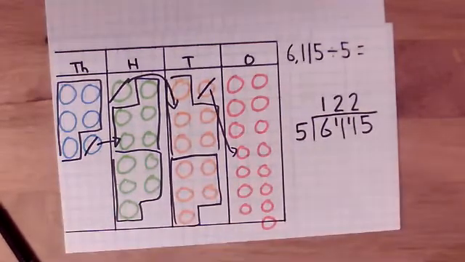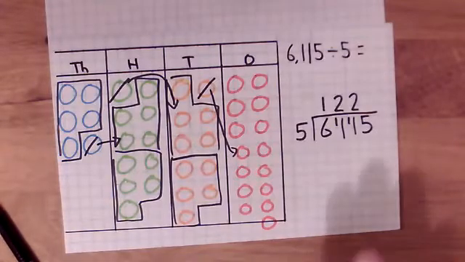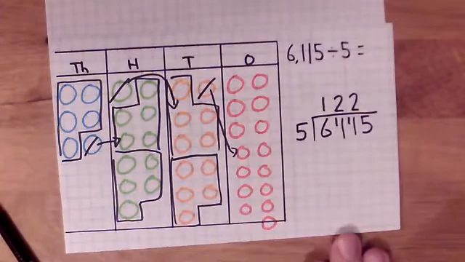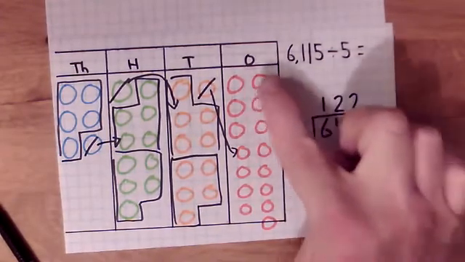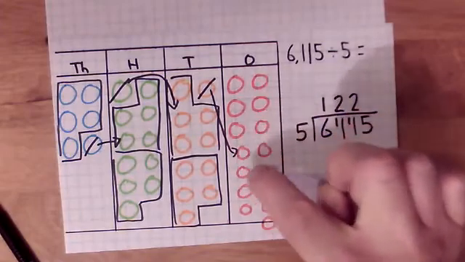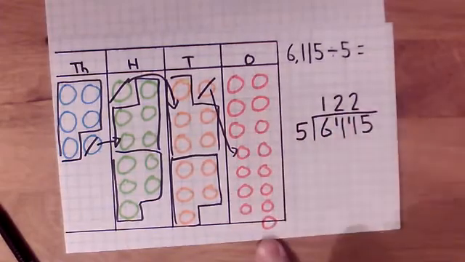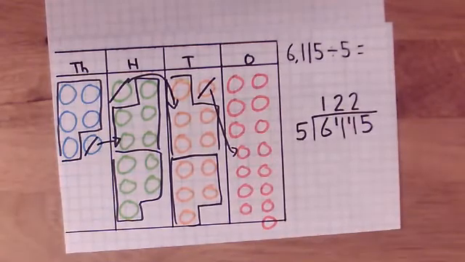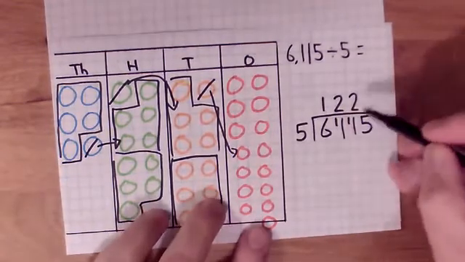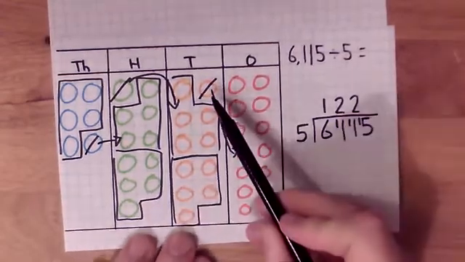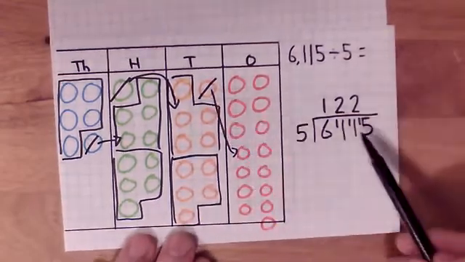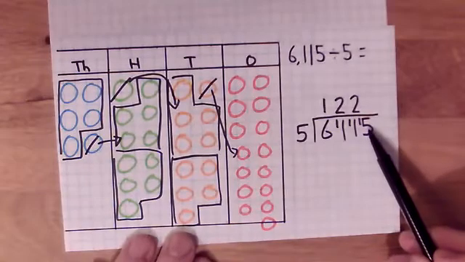Didn't quite draw my diagram big enough. So if you are using this method, make sure you leave yourself enough space for any exchanges you might need to do. So now I've got 15 1s. So I need to make sure I note this in my written method here. So I'm going to put my 1 here. So I've exchanged the 10 I had remaining from here into my 1s here.